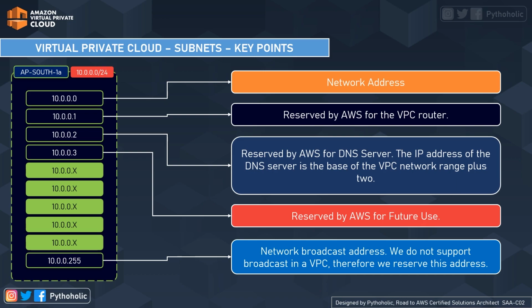The last one: as AWS does not support broadcast in the VPC, we reserve this address for the networking broadcast. Okay, so I just want to reiterate once again. The first 4 IPs and the last one are reserved. You cannot use them or assign them to any instances. And you must remember that very carefully while designing your CIDR blocks. Now let's move on to some of the rules for applying CIDR.